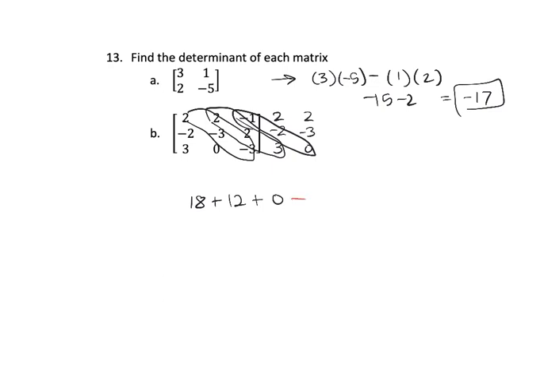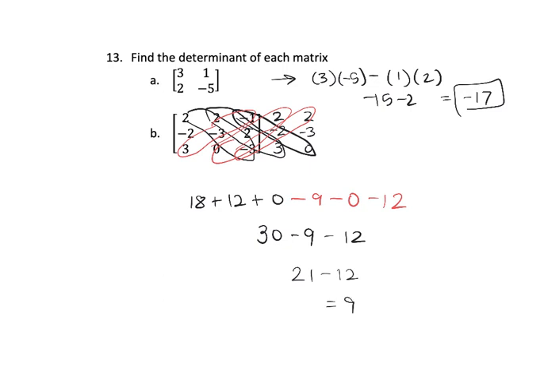So minus 3 times negative 1, that's 9. 0 times 2 is 0. And negative 3 times negative 2 times 2 is 12. So we have 30 minus 9 minus 12. So it's 21 minus 12. So 9.